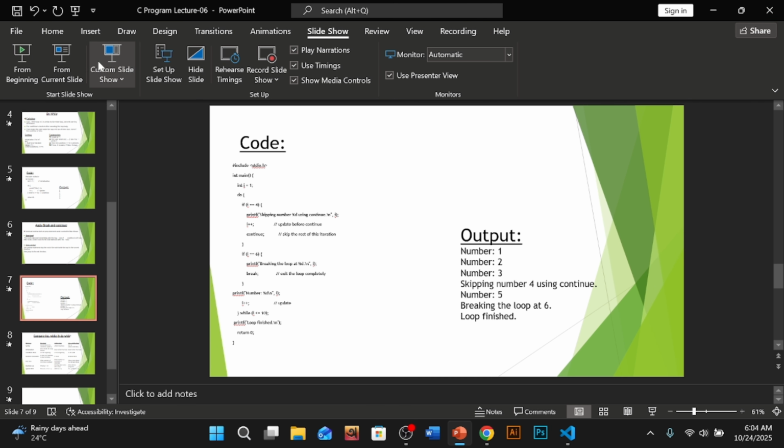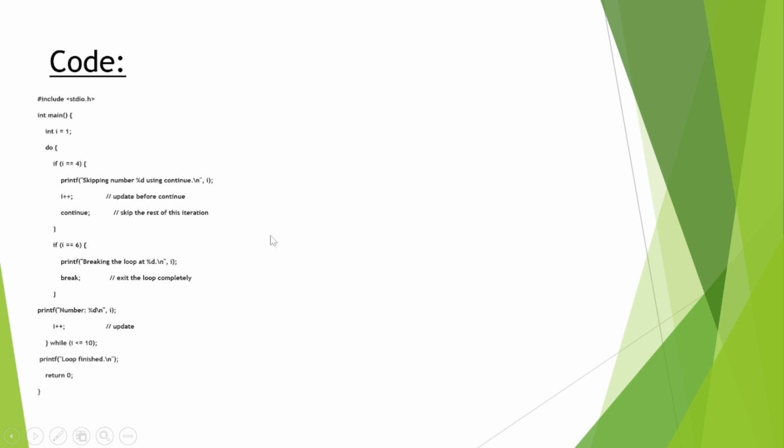Let's go to our slide. Here is a simple code of a do while loop using continue and break. Let us explain. First update, then continue. That means if I equals 4, if I reach the value of 4, it will continue. That means the current value I equal to 4 will be skipped. Then if I equals 6, printf, then break. That means breaking the loop at which number? At 6. When I reach 6, the loop will break.